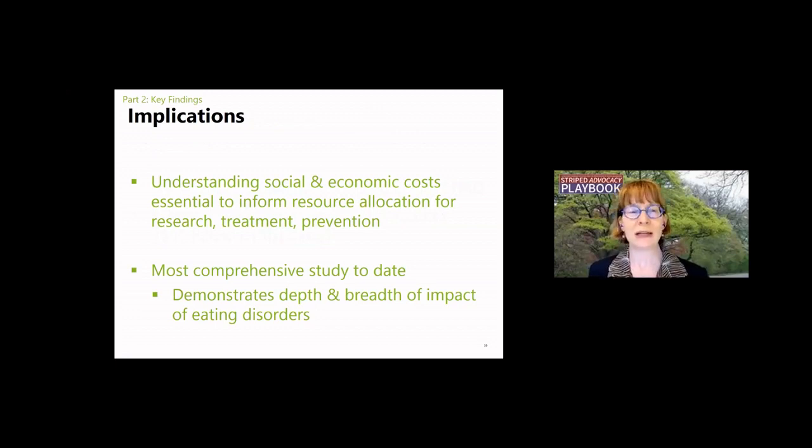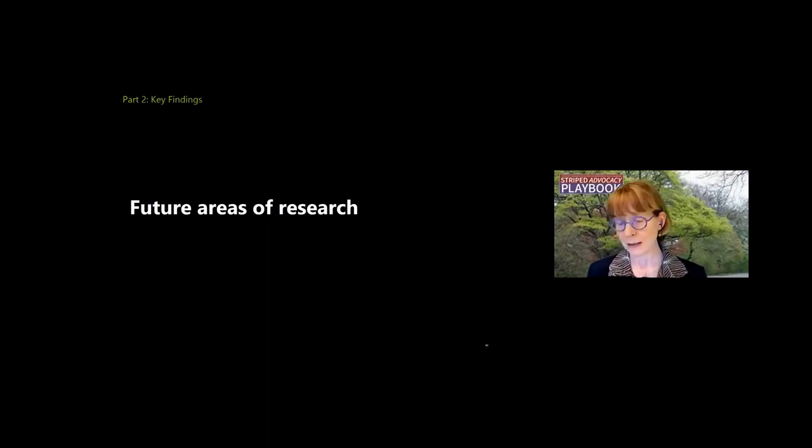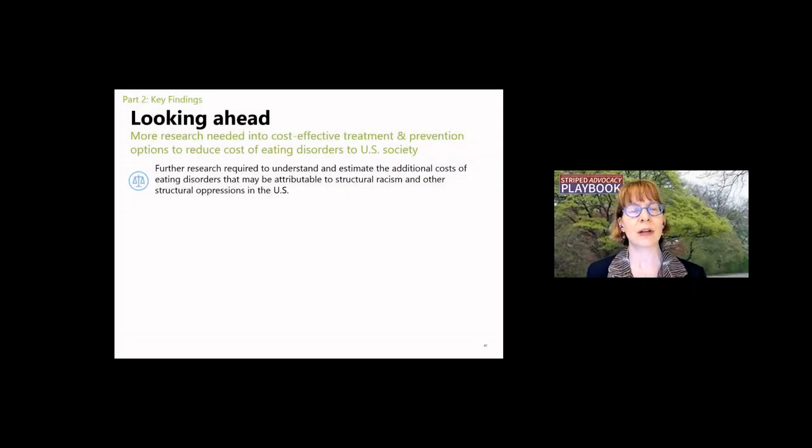This study, our study, is the most comprehensive study of the economic and social impact of eating disorders in the United States. This kind of research is critical for informing resource allocation for research, treatment, and prevention. And this study, as the most comprehensive, really is giving us a leap forward in the field, in the country, and in health resources allocation to really fully understand the depth and breadth of impact of eating disorders. I'll highlight a few areas of research we need, and maybe some of you will end up leading some of this research down the road.